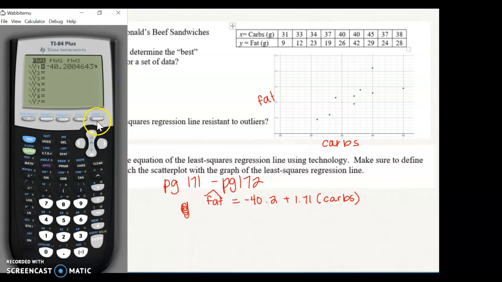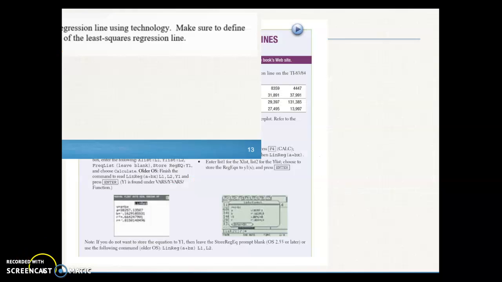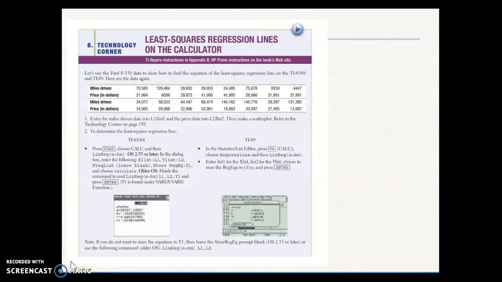Instead of jumping to graph, because that'll go by like a 10 by 10 graph, and most of our data is not within that 10 by 10 graph, we're going to go zoom, and then we want to go down to number 9, zoom stat. Hit enter. And not only does it plot the points, it also plots your regression line. Okay, so let's sketch that on your notes. Okay, so this is the part in the book. Pause it if you need. Walk through those steps.